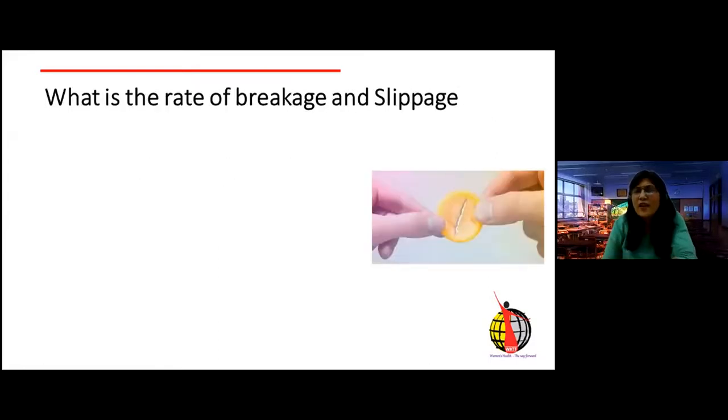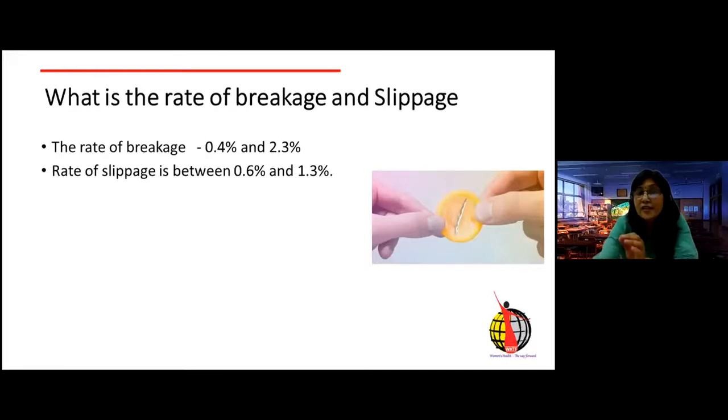Now, this is quite an uncommon question, which many students will not know. What is the rate of breakage and the rate of slippage of a condom in a typical user? The rate of breakage is around 0.4 to 2.3%, and slippage 0.6 to 1.3%. So in 100 users, you may have 1 or 2 who will have breakage or slippage.